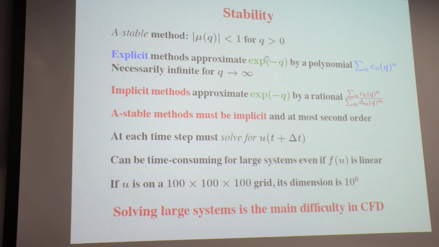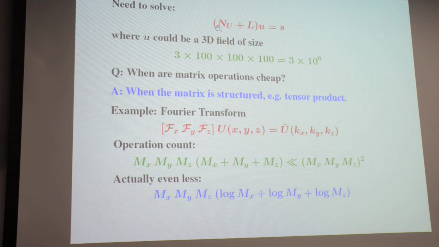We were just talking about stability. I said I would go back to why explicit methods cannot be stable. A stable method has the amplification factor less than 1 in absolute value. What does that mean for q greater than 0? Well, this q is what I was calling k squared here.